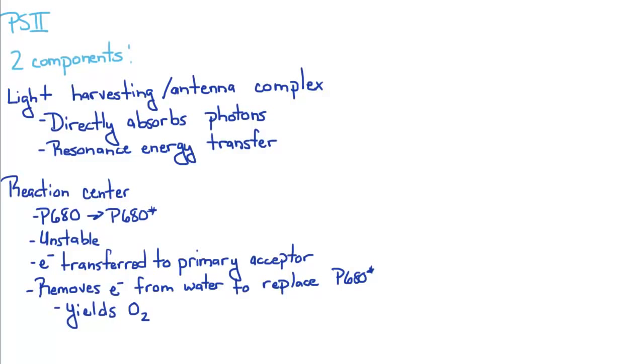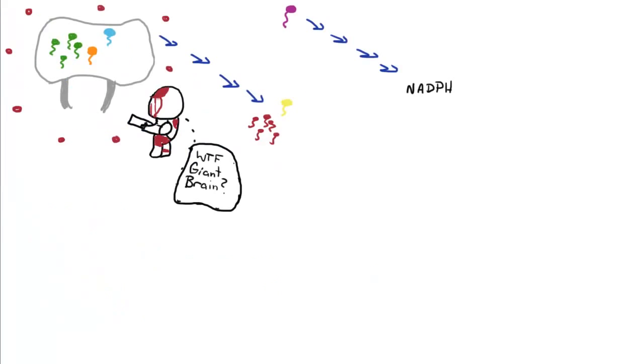This is very unstable, so whenever the electron from your P680 is transferred to a primary acceptor, your P680 star, which is the oxidized form, is going to want to remove an electron from water to replace the electron and reduce it back down to P680, and this is going to yield oxygen. And since it only transfers one electron at a time, it takes two water molecules to break apart to form the O2. But basically, this is what's happened.